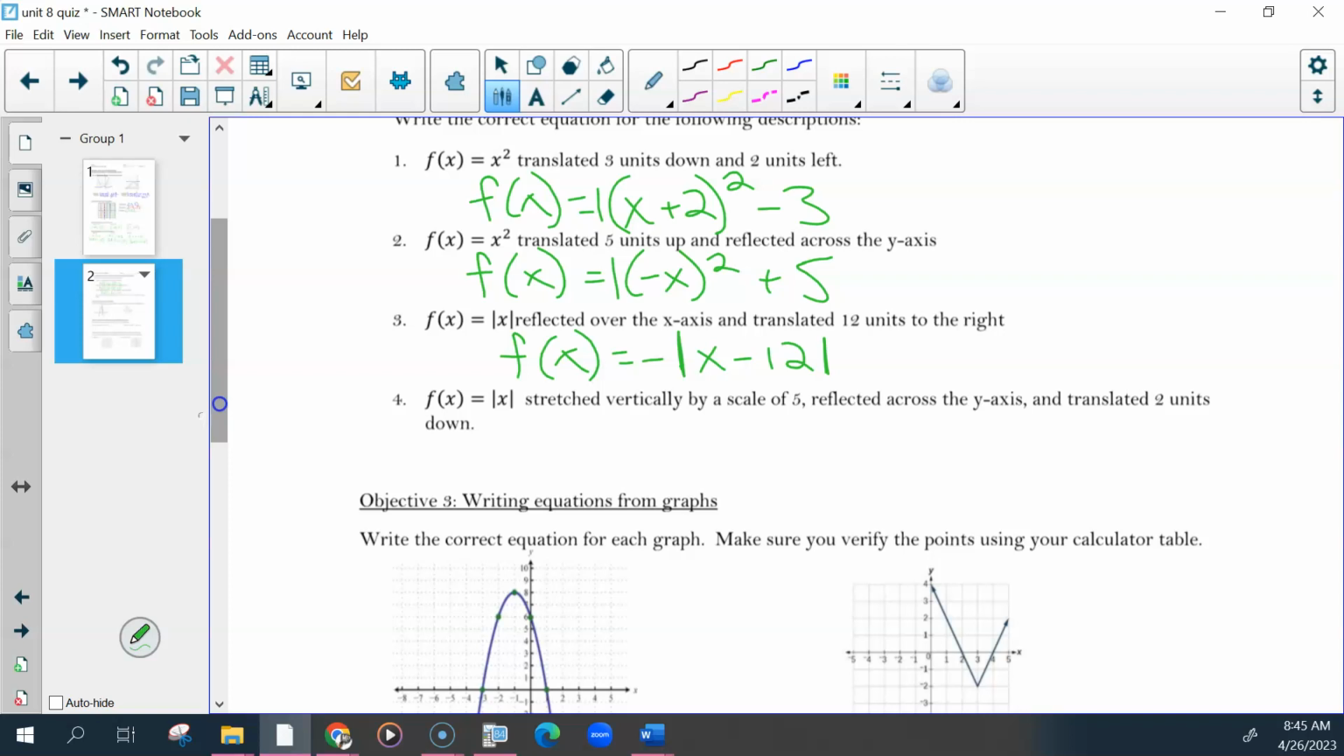Okay. And then the last one, stretched vertically, should have been a 5 on the outside, a negative on the inside, and a minus 2 on the outside. So 1 through 3 were each worth 2 points. The last one was worth 3. Did you put each one in the right place for a total of 9? Questions on any of those?